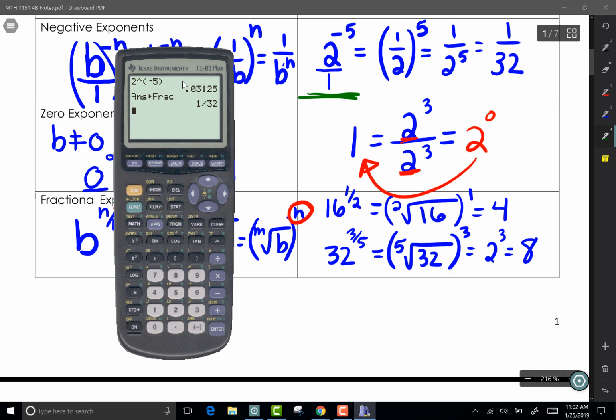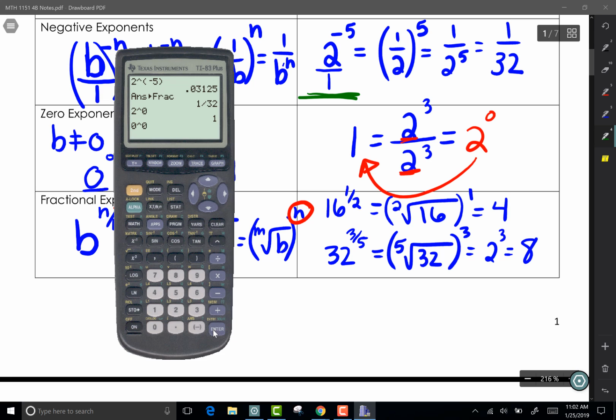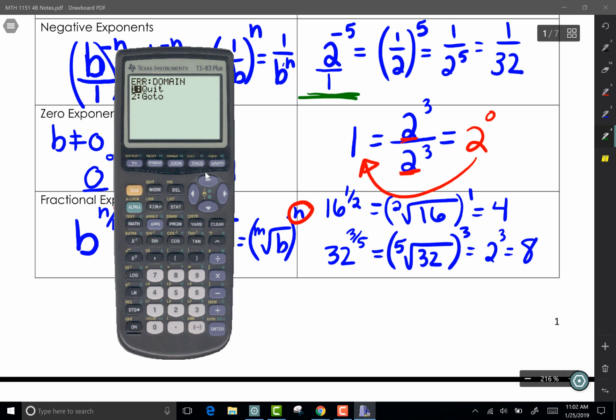Okay, let's do 0 exponents. Let's say I want to raise 2 to the power of 0, and I get 1. Now, if I do 0 to the 0 power, we know that's undefined. Let's see what the calculator does. It'll probably give us some kind of error. Yeah, it's going to give us an error message because it's undefined.